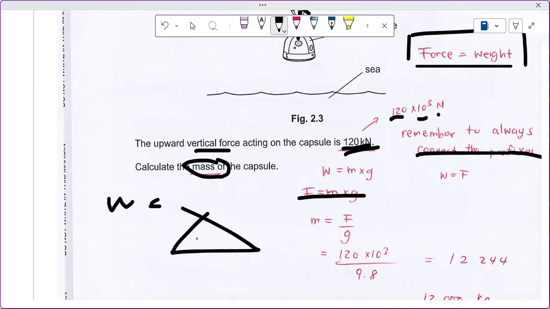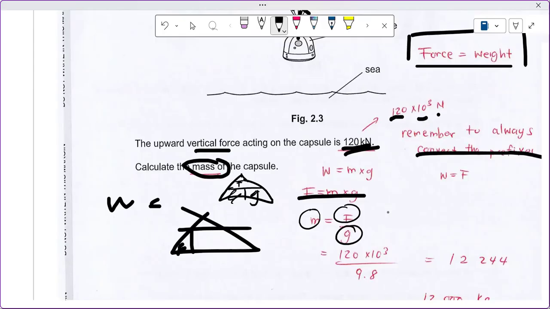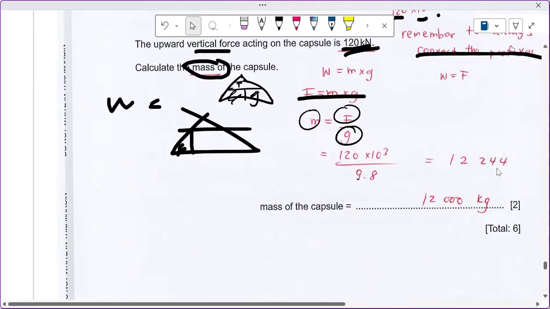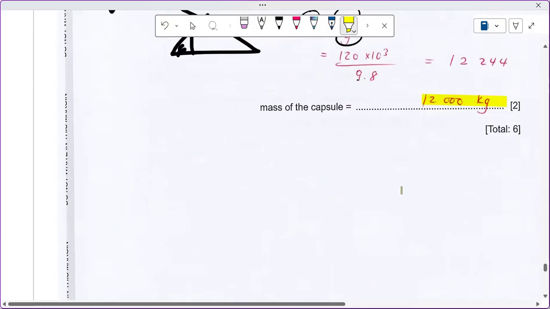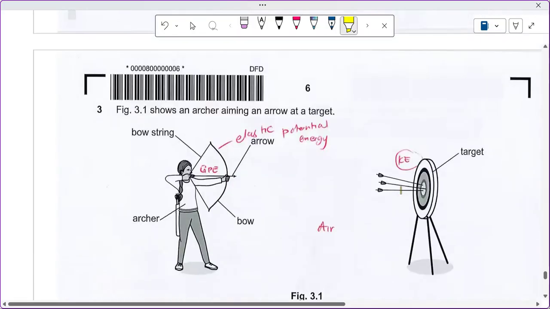So in that formula, we now need to make mass the subject of the formula. So the formula is like so. Give me my mass. So here, you see that m equals force divided by gravity. And our force is 120 times 10 to the power of 3 because we need to remove the kilonewtons, divided by gravity, which is a constant. We get 12,244, which if we round off to two significant figures, always, guys, together with the unit, I'll get 12,000 kilograms. Very straightforward and very easy.